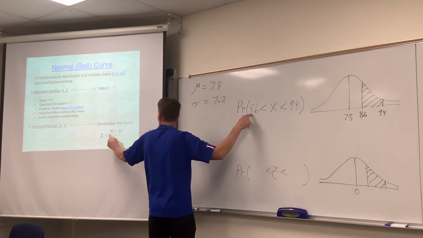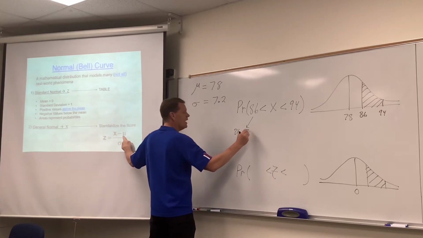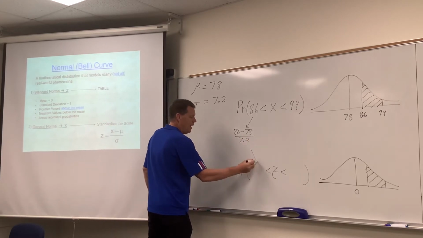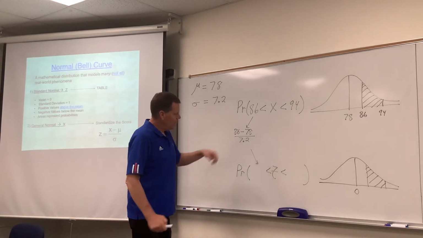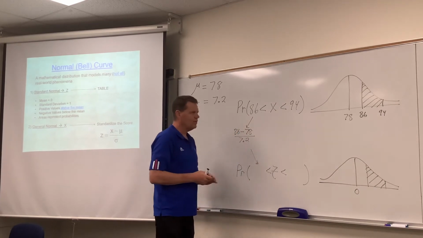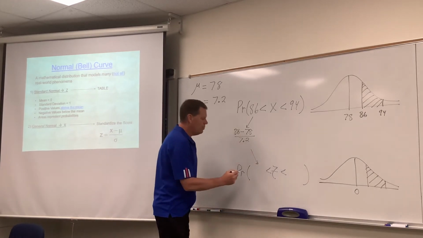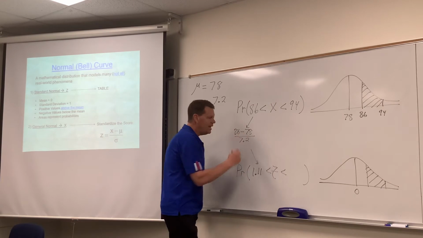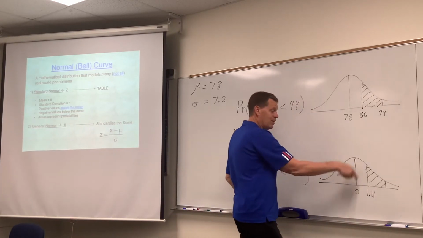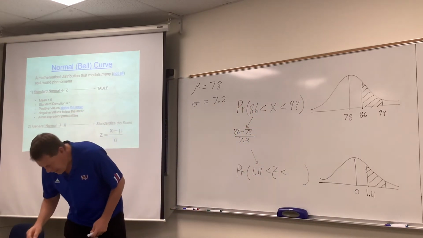So, applying that to 86 years old, we would take 86 minus the mean of 78 and divide that by the standard deviation of 7.2. Make sure after you subtract this, you equal it out, then divide by the 7.2. And that comes out to be 1.11. So that age is 1.11 standard deviations above the mean. Notice again it came out to be positive, which is what should happen. So 1.11 would be the value for that one.